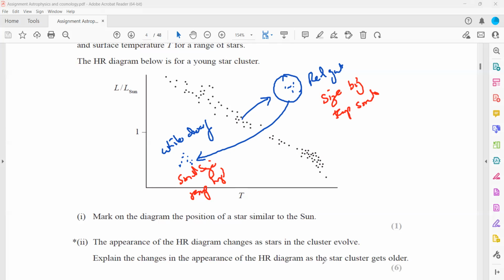When helium fusion finished, it moved to white dwarf. Its temperature will be high, but the size will be small. As a result, it will have a low luminosity compared to that of red giants.